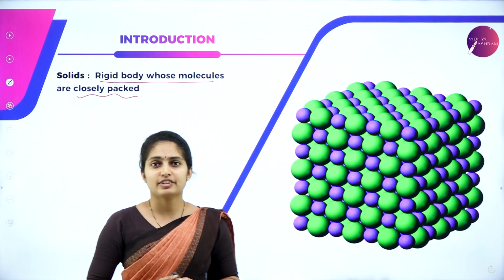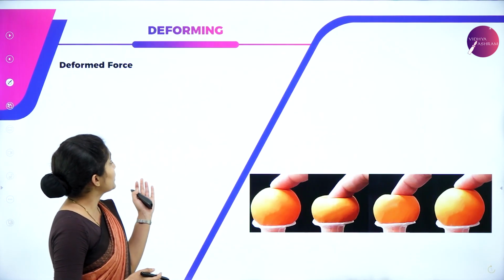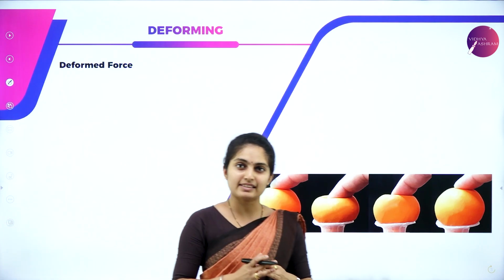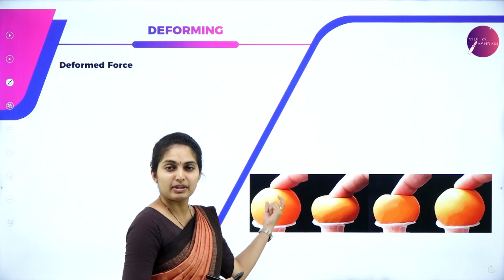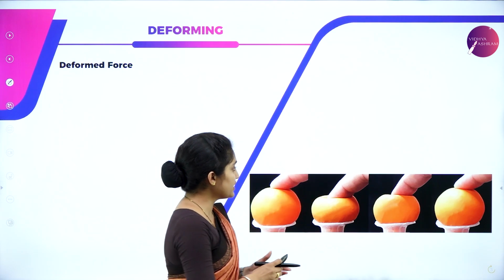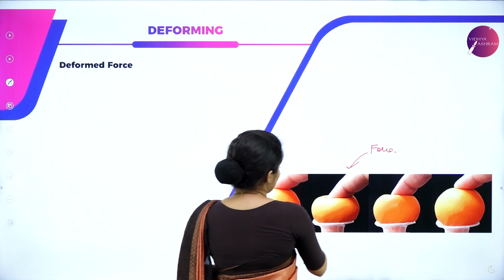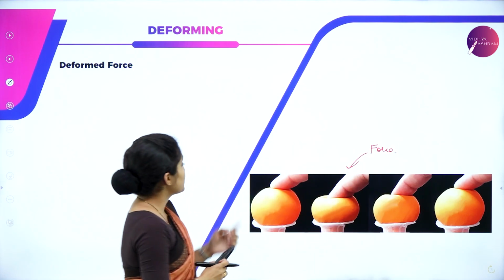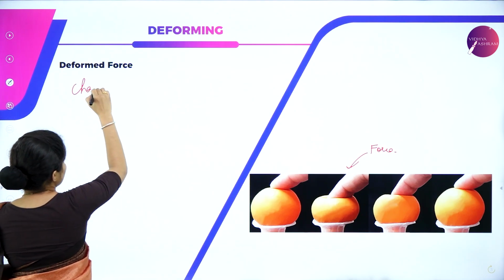As you all know, we have studied this since grade 6. Next we are going to deforming. What is meant by deforming? Why has this concept come? As you can see in this picture, here you can see a ball, which is said to be a solid. There is a force which is exerted on the solid. As you exert a certain force, it gets deformed. So deforming means change in configuration when a force is applied.